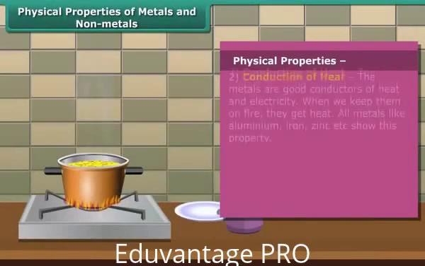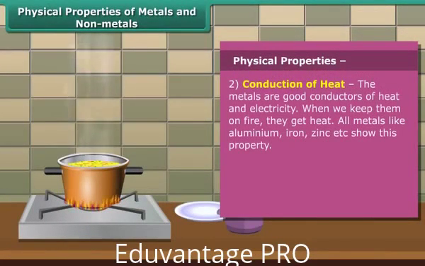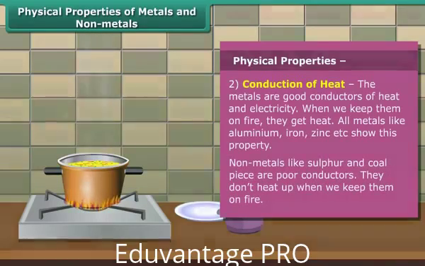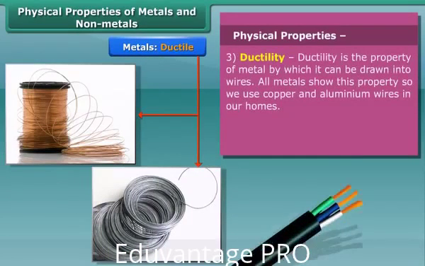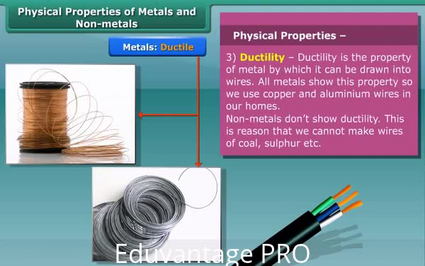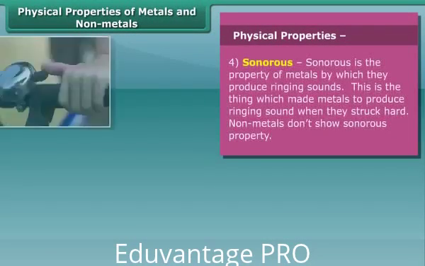Next property is conduction of heat. Metals are good conductors of heat and electricity, while non-metals are poor conductors. The property of metal by which it can be drawn into wires is called ductility. It is the third property of metals. Non-metals don't show ductility.